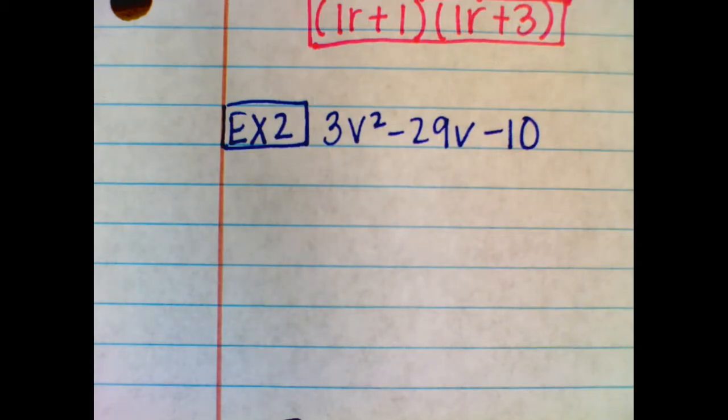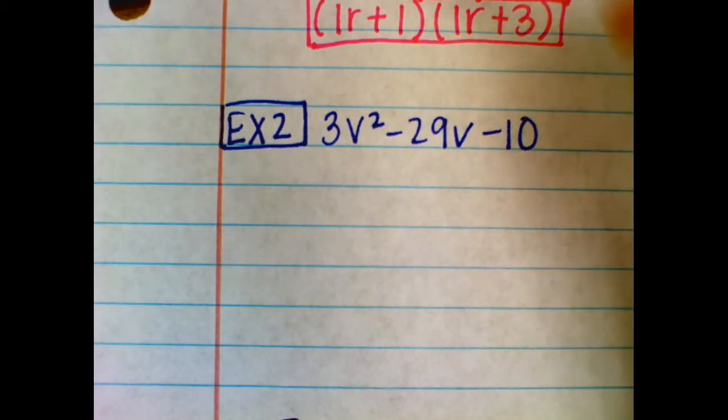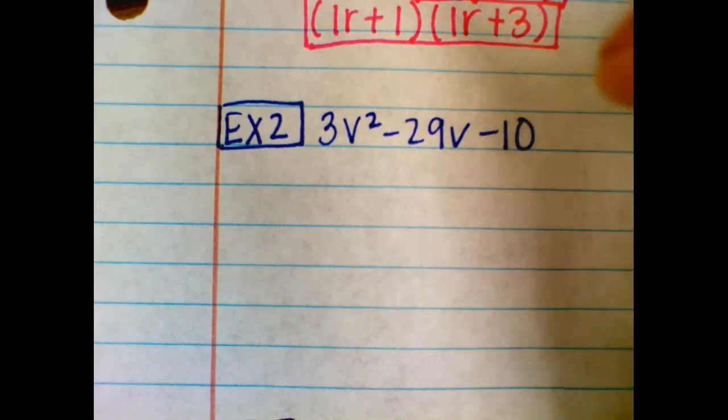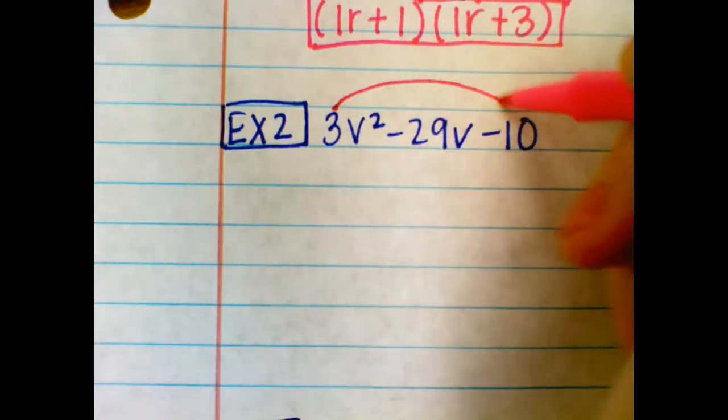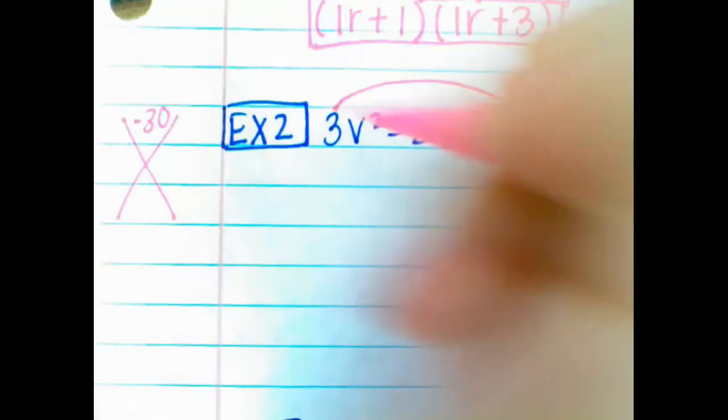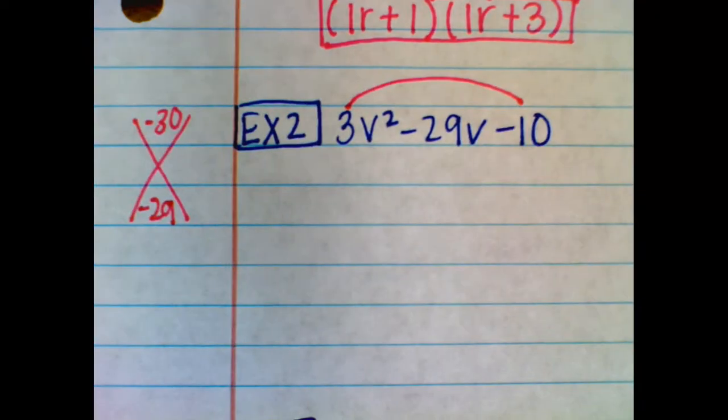Okay, we're going to do example 2. So first one, make sure they're on the same side. They are. Step 1, list all factors of A times C. So I do 3 times negative 10, which is negative 30. So I'm just going to say 30. So I need things that multiply to a negative 30 and things that add to negative 29. So we're going to list the factors of 30. So I have 1 and 30, 2 and 15, 3 and 10, and 5 and 6.